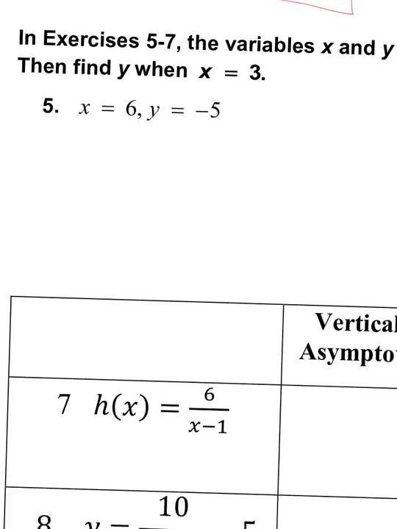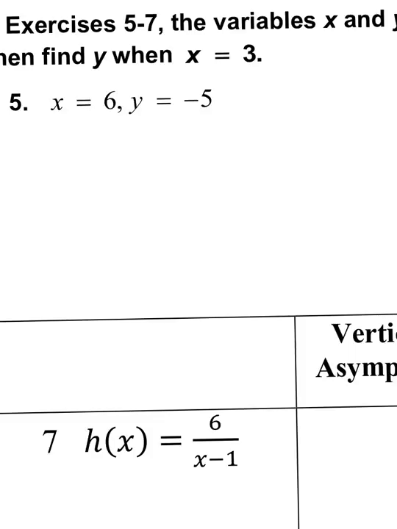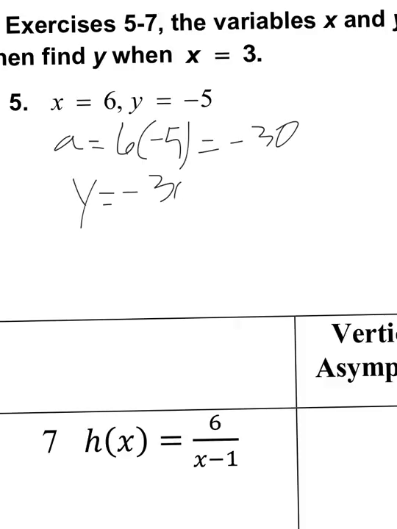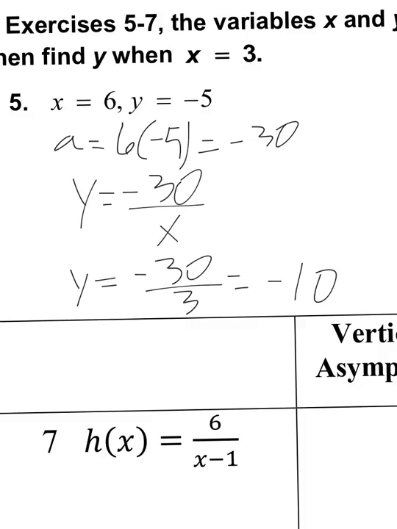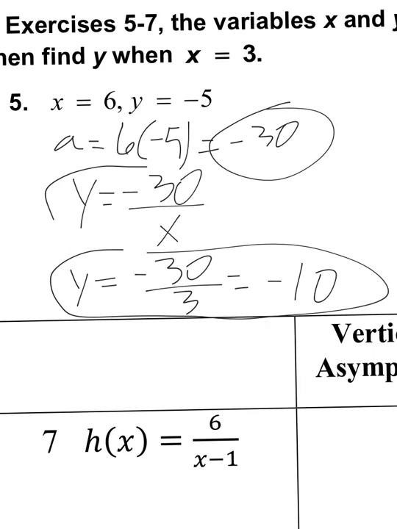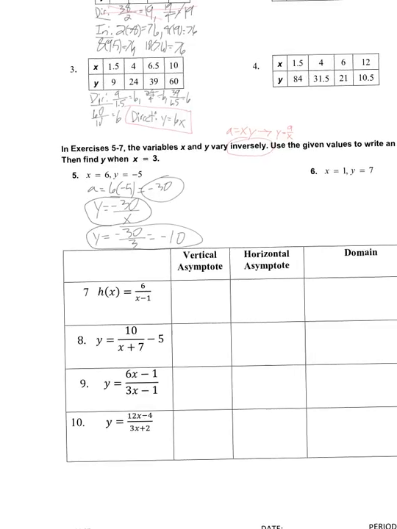I have x and y given to me, so I'm going to say a equals x times y, 6 times negative 5. That's just going to be negative 30. So y equals negative 30 over x. And then it told me x is 3, so y equals negative 30 over 3, which is negative 10. So there's every answer to this question. Number 6 should go something like that.